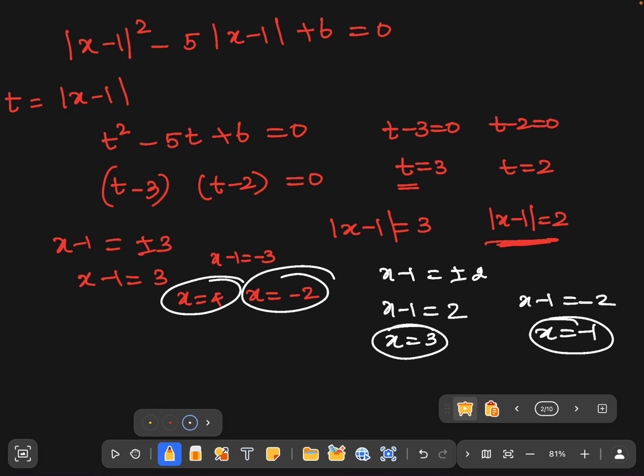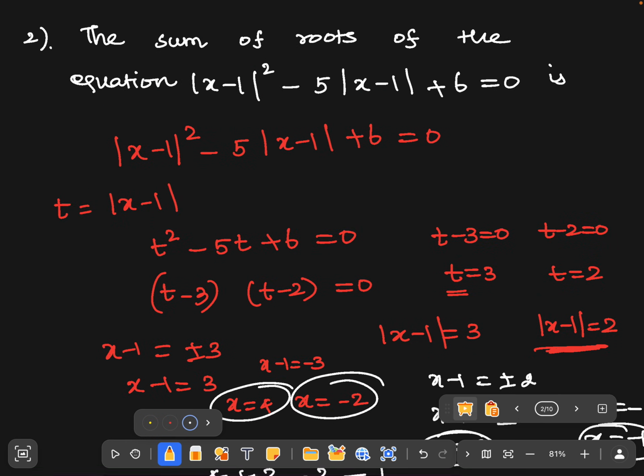We need to add them because we want the sum of the roots. So 4 plus 3 minus 2 minus 1. So 7 minus 3, the result is 4. So the sum of roots is equal to 4, which is the answer. Then we will see the third question.